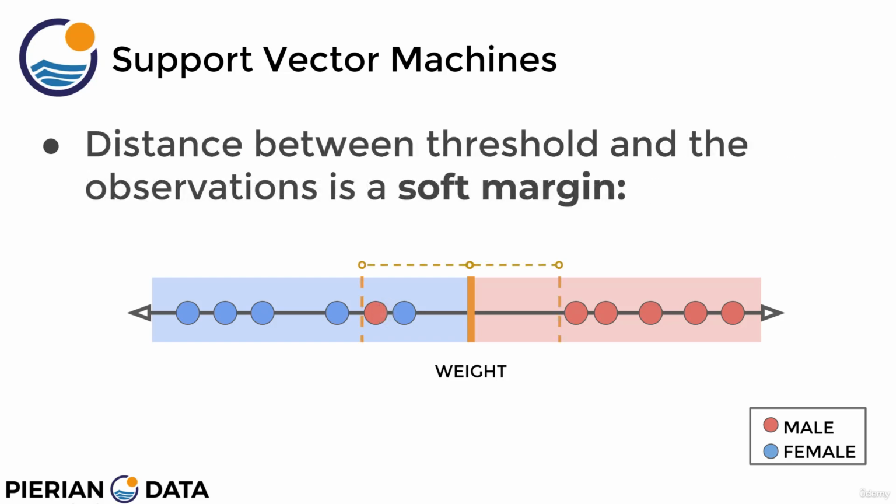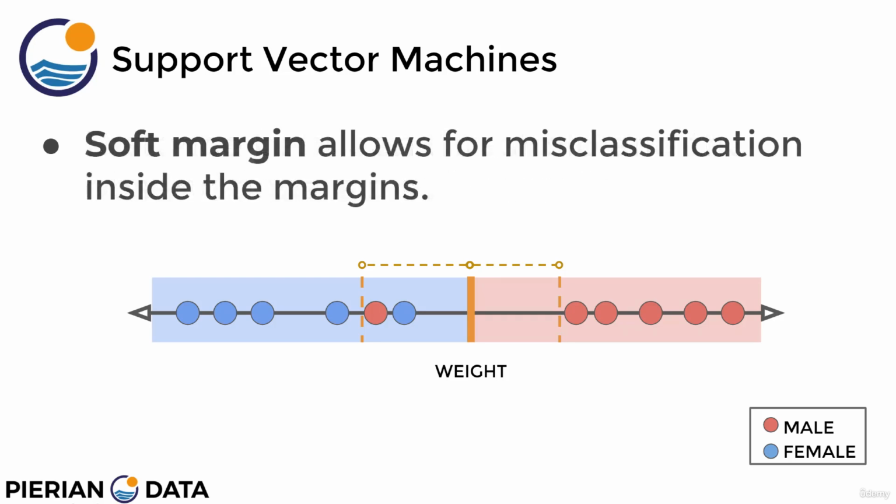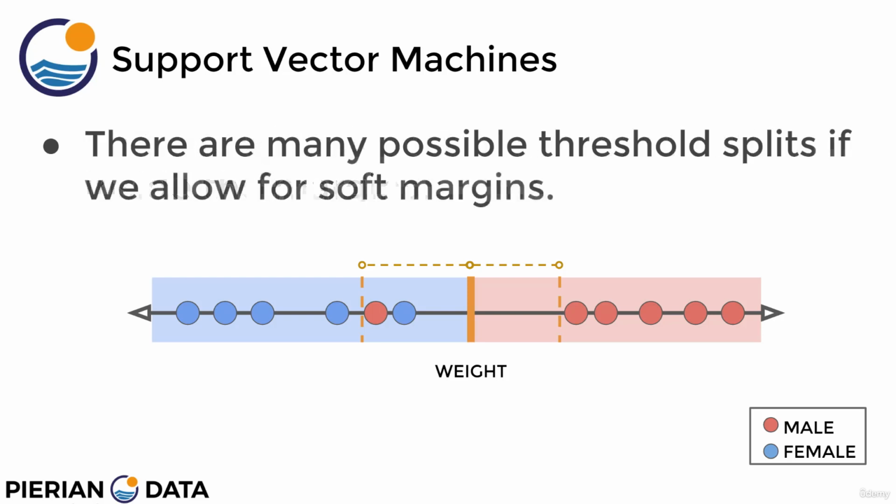So the distance between the threshold and the observations is a soft margin. Notice, now that we're actually allowing for the bias variance trade-off to perform misclassifications, there's going to be some points that are going to fall between the margin and the hyperplane, and this is known as a soft margin. Essentially, a soft margin allows for misclassification inside of the margins, allowing us to introduce more bias to our model in order to hopefully greatly reduce variance.